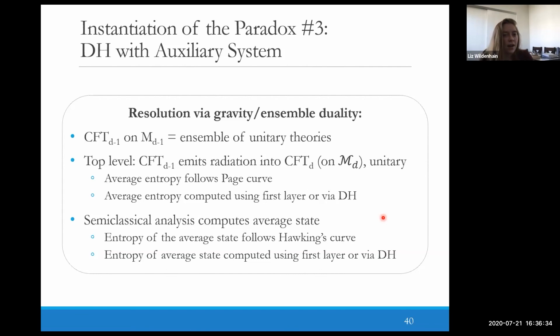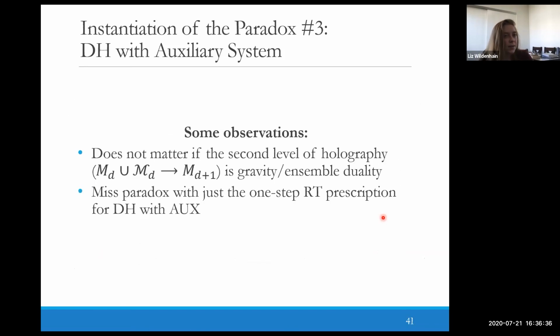And there are a couple of interesting observations from this particular case. The first is that it does not actually matter for the resolution of this particular example of the paradox whether the second level of holography, the one that goes from D to D plus one dimensions, is gravity ensemble duality. So you already did the averaging at the first level. So it doesn't matter if the second level is an average. It doesn't preclude it from being an average, but it's just not required to resolve this particular example of the paradox.